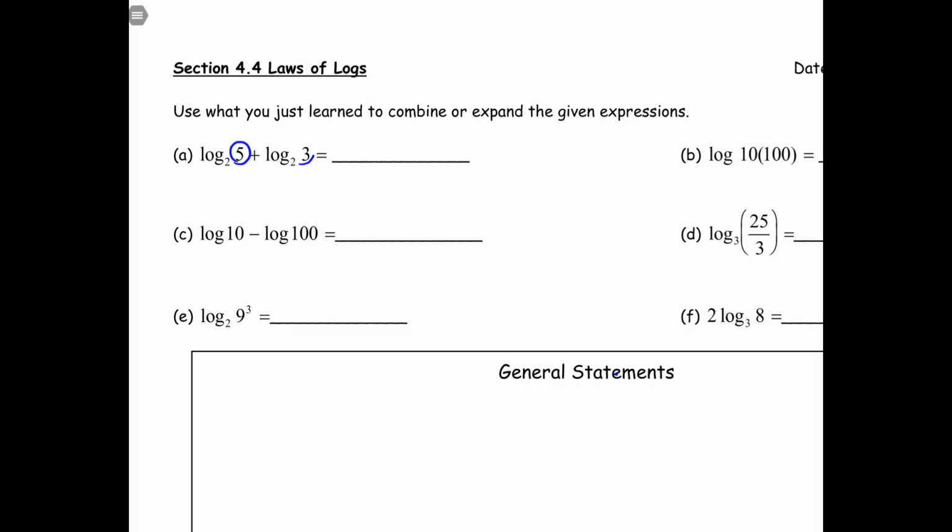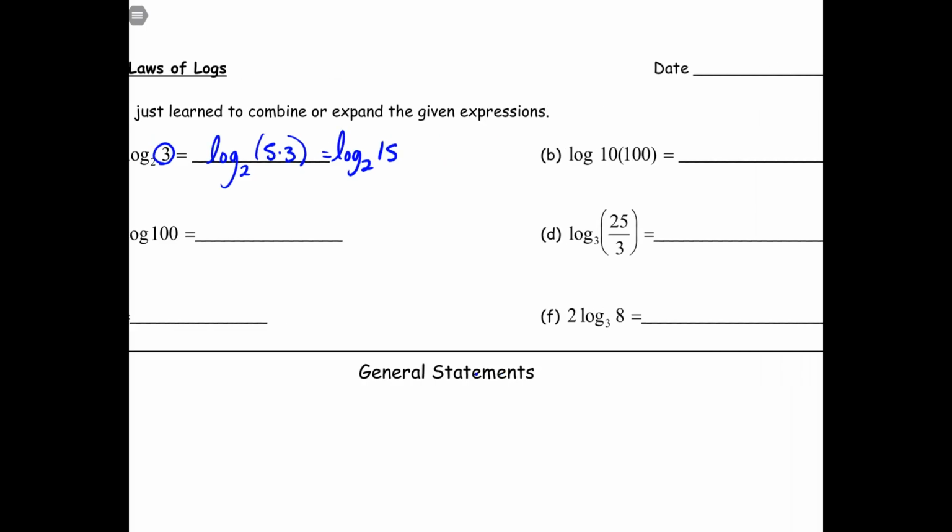Multiply the 5 and the 3. So this would become log base 2 of 5 times 3, which we would want to simplify to log base 2 of 15. Nice. Okay, letter B is actually over here to the right.